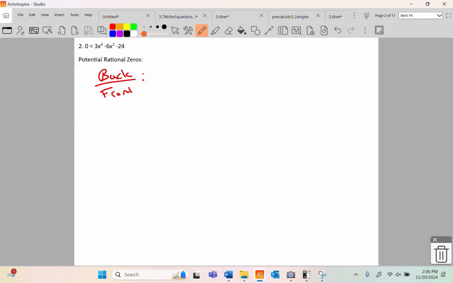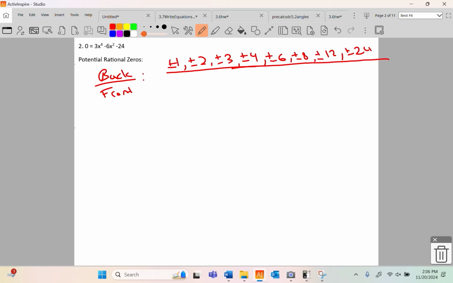So the back is 24. What are your factors? 24. Plus or minus 1, 2, 3, 4, 6, 8, 12, and then 24. That's all over plus or minus what? 1 and 3. As much as I hate to spend time on this, that's not the list. That's how you make the list.